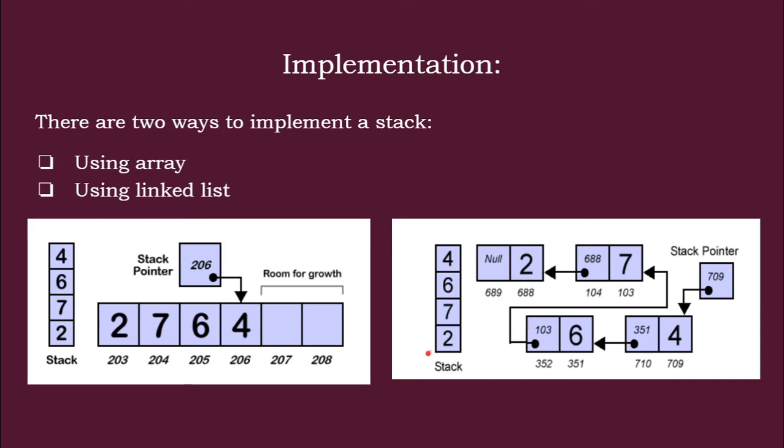After that there is no element in the stack, so the address contains a null pointer. This null pointer always points to the end of the stack. So this is how the array and the linked list are used to represent the stack.